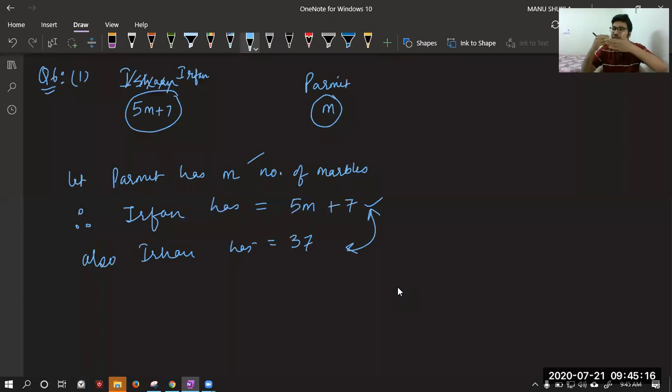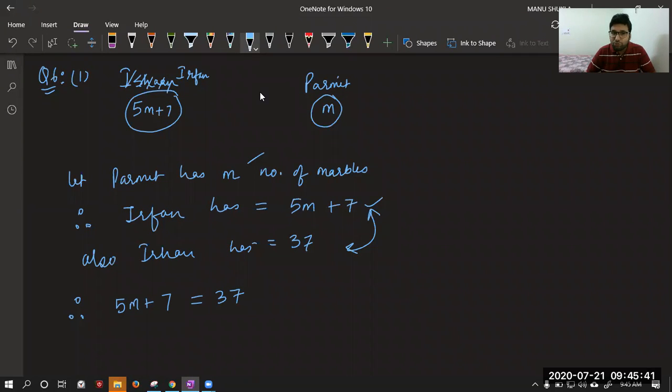Can we say these two things are equal? Because Irfan's marbles are given as 37 in the question, and the same Irfan's marbles we have in terms of the variable also, so we can equate them. So we can say therefore 5m plus 7 is equal to 37. We have got the equation. Now we can solve it.